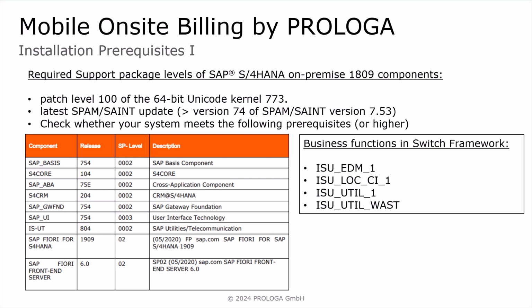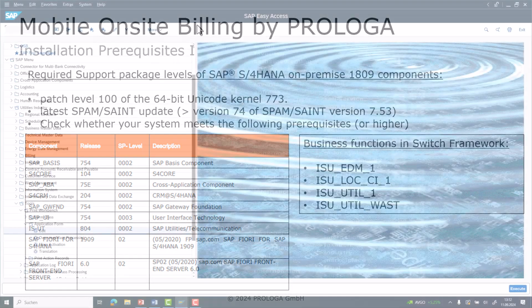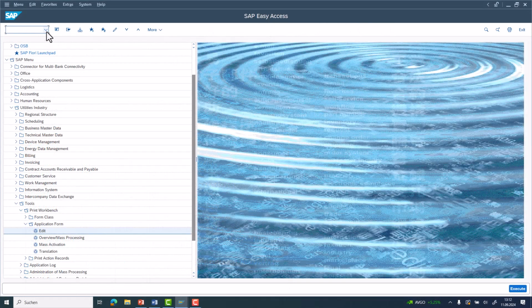Ensure that you have imported the latest SPAM/SAINT update in your system, at least version 74 of SPAM/SAINT version 7.53. Check whether your system meets the following prerequisites, which are also to be interpreted as minimum requirements. For example, higher support package levels are allowed and even recommended. Just in case, let me quickly show you how to check if these mentioned elements are installed already.